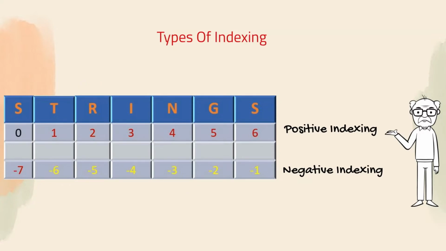Positive indexing, which is also referred to as forward indexing, starts from 0, 1, 2, and so on. Negative indexing, which is also referred to as backward indexing, starts from -1, -2, -3, and so on, where -1 is the last element in a string. We can only use the integer number type for string indexing. If any other data type is used, then an error will be thrown at runtime.